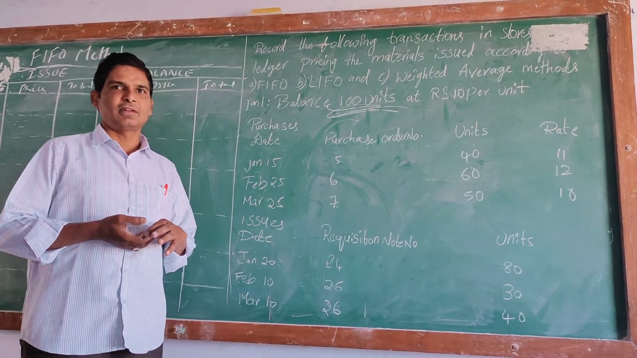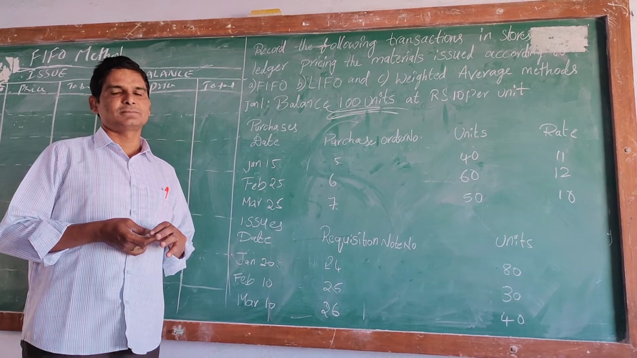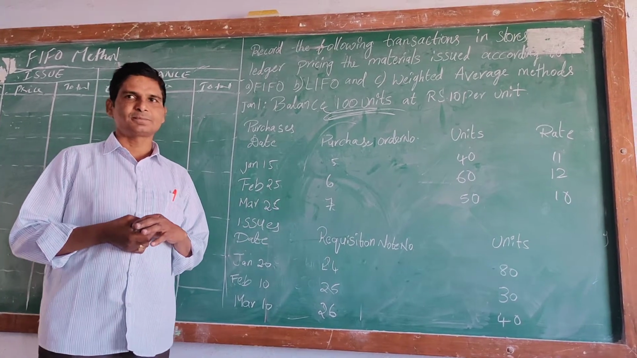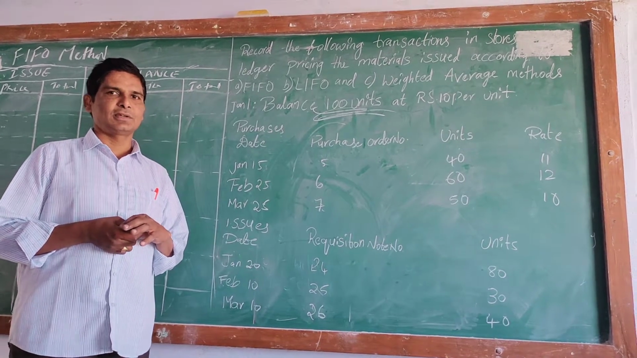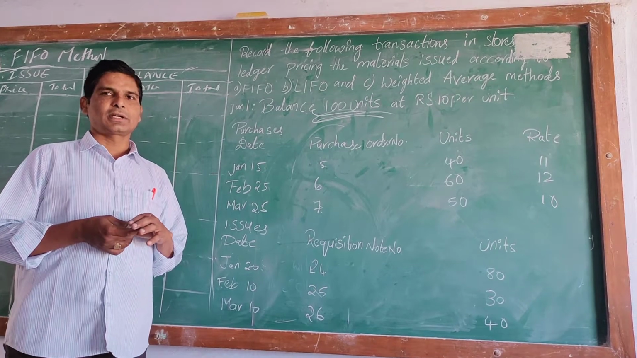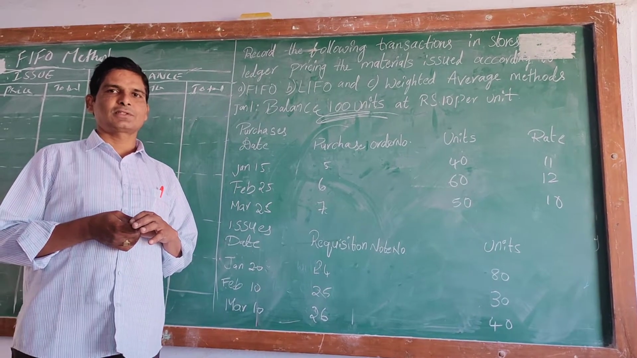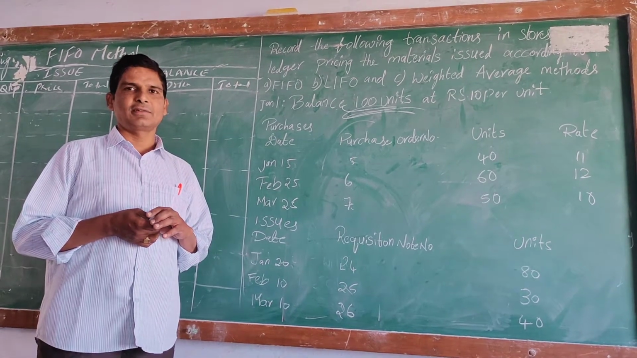Good morning, everyone. Today we are discussing material issue pricing. You know very well we have four methods of material issue pricing. One is FIFO, first in first out method. Second one is LIFO, last in first out. Third one is simple average method. Fourth one is weighted average method.